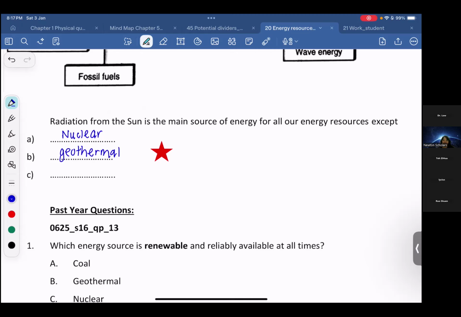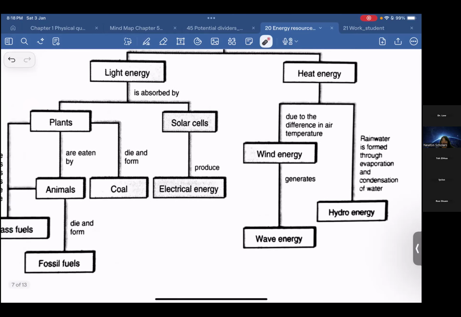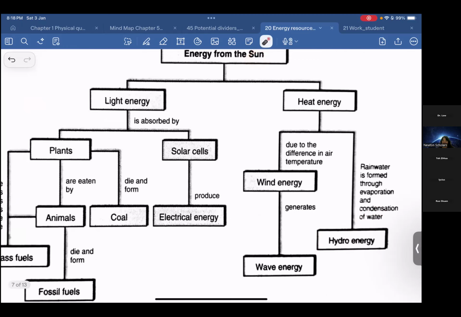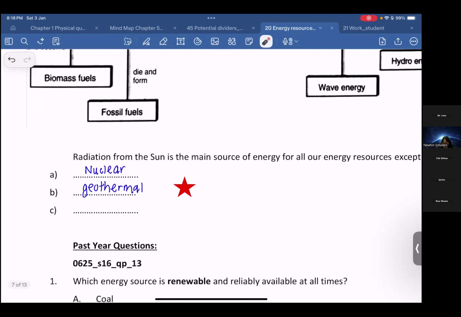Okay, one more. What is that? Hydro, no. Hydro is here, dear. Hydroelectric power stations. So water will form. We collect the water. So actually it starts from the sun. So hydro is no. Okay, one more. Do you know what that is?